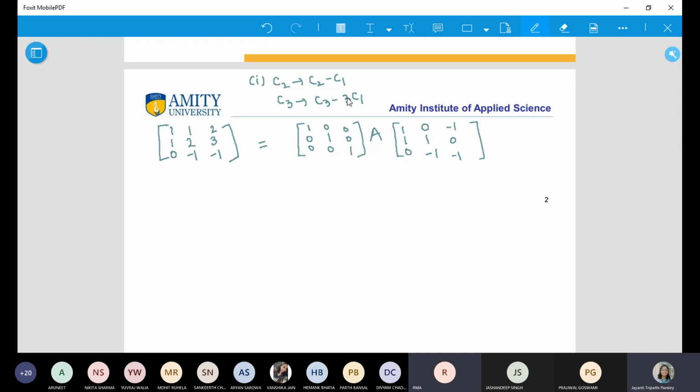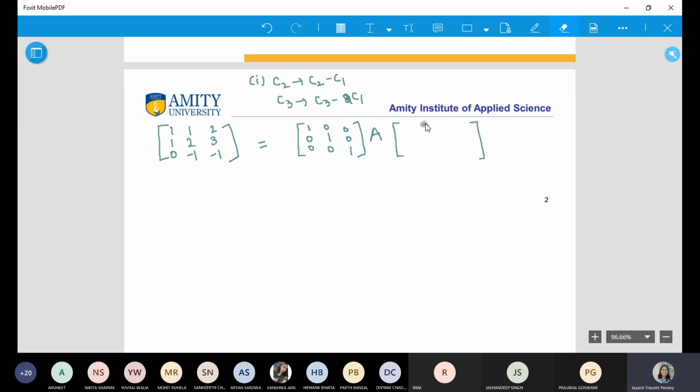No, ma'am, we don't have the change in A. A will not be affected. Not the middle one, the first one. We will do it, but you can't do it together. You will do it one by one.